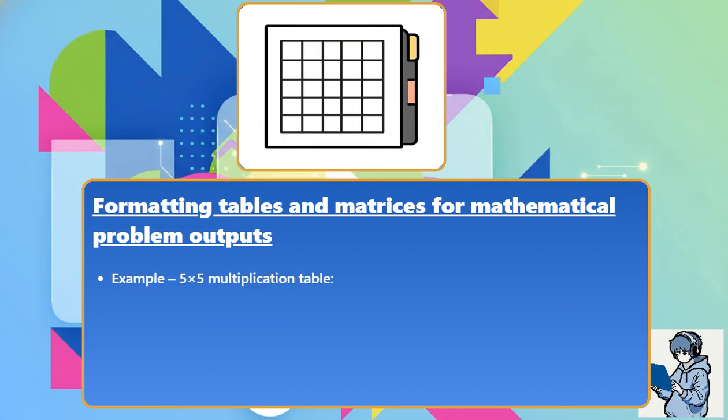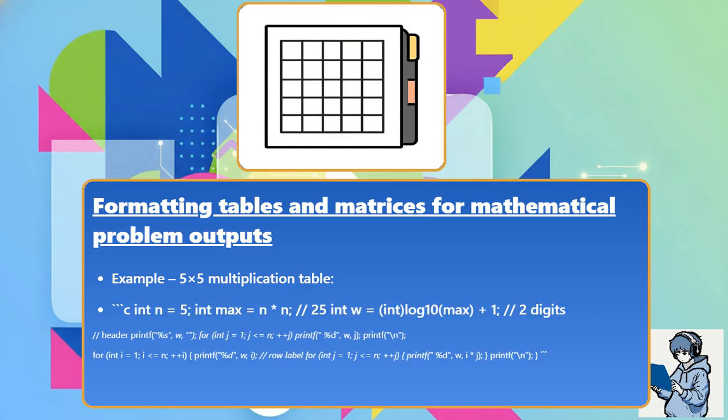Example: 5 by 5 multiplication table. int n = 5; int max = n * n; int w = log10(max) + 1. Header: print %*s with width w and blank. For j from 1 to n, print space, %*d with width w and j, then newline. For i from 1 to n, print %*d with width w and i. For j from 1 to n, print space, %*d with width w and i times j, then newline.